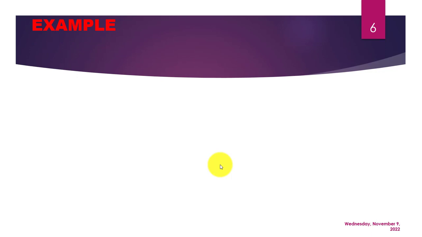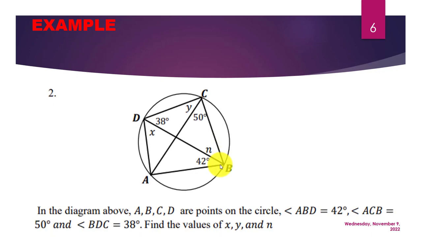Example 2. In the diagram above, A, B, C, D are points on the circle. Angle ABD is 42 degrees, angle ACB is 50 degrees, and angle BDC is 38 degrees. We are asked to find the values of x, y, and n. So let's solve this together.